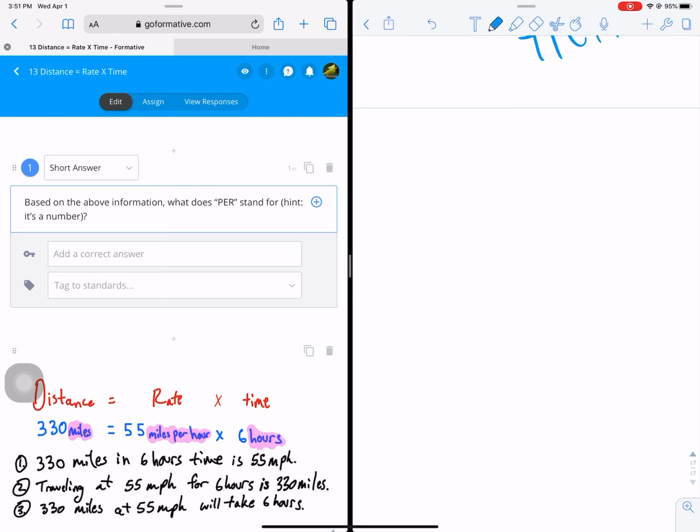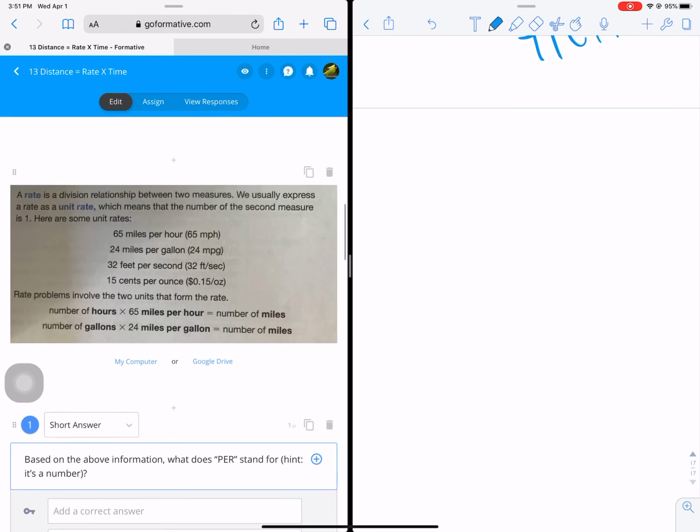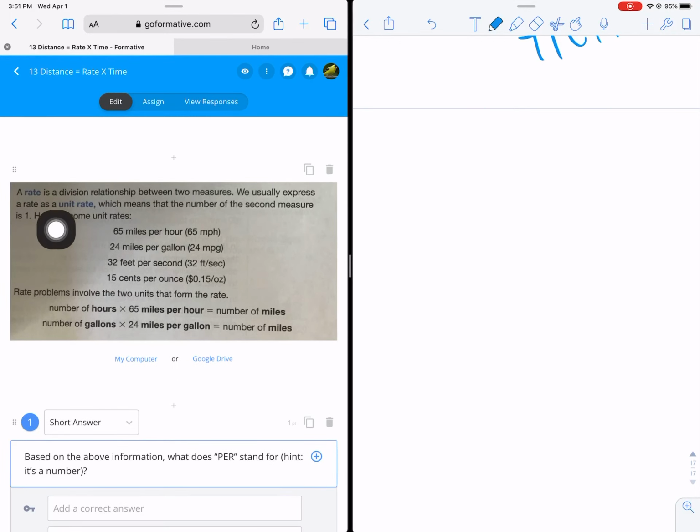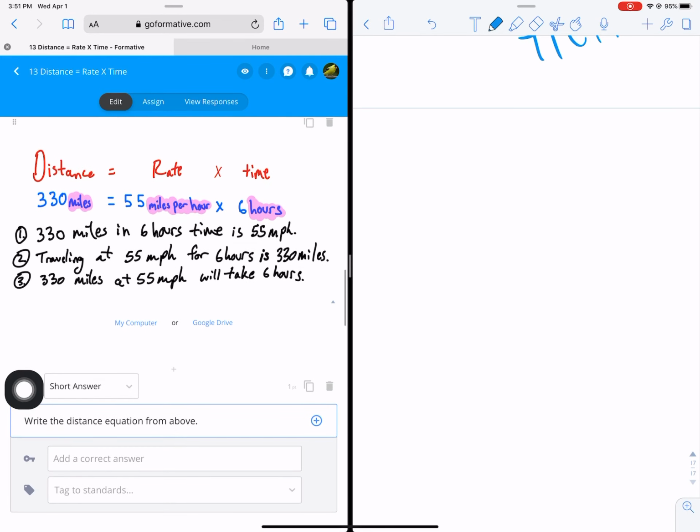Number 1, based on the information above, what does per stand for? Hint, it's a number. If you look up here, it says it right here, which means that the number of the second measure is 1. If that's the first measure, miles, the second measure is always 1. So per, guess what per means? That's right, it means 1. I'll write per equals 1 so you can see that.